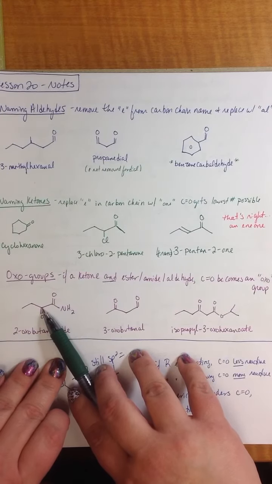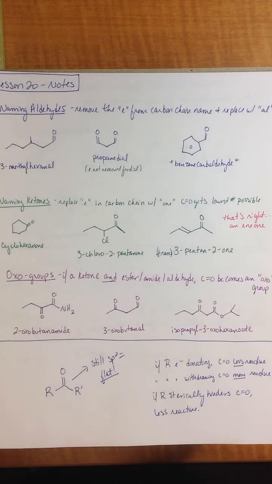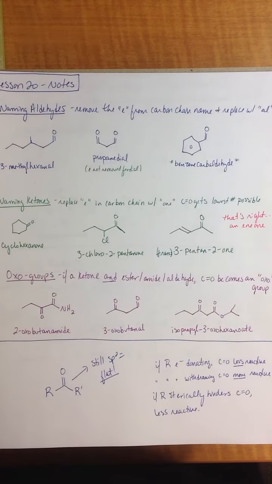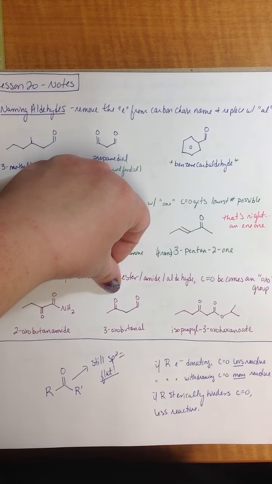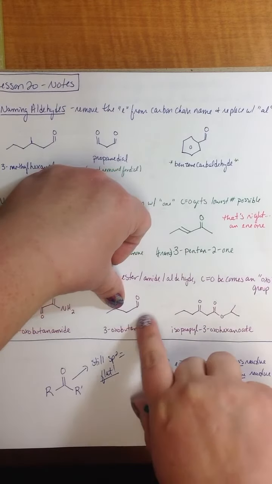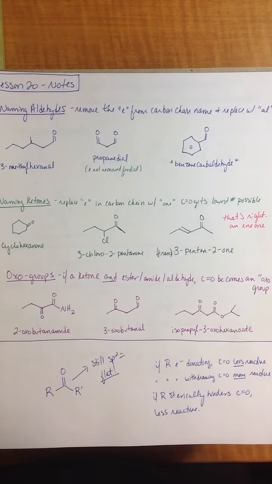So it would be 2-oxobutanamide. This one's tricky. It's not a dial. It's actually an aldehyde with a ketone in there, which means that we've got to name this one as a substituent. So if you were to remove that, it would be butanal, with the number 1 right here. 1, 2, 3, 3-oxobutanal, excuse me.